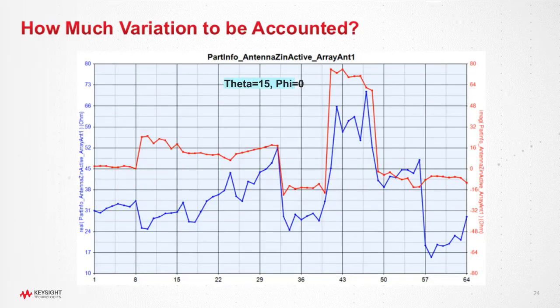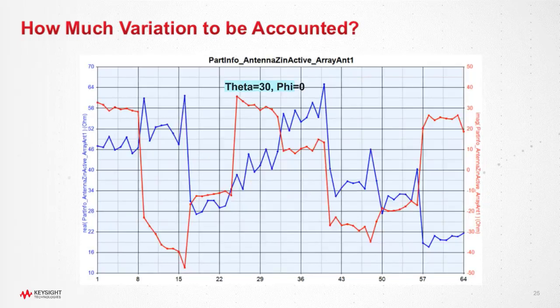In this graph, we are looking at the real and imaginary impedances of each element for an elevation angle of 15 degrees. As we can see, this is quite different from the previous 0 degrees elevation angle. We change the angle to 30 degrees elevation, and again we can see that the impedance profile changed quite significantly. So we have seen at 3 different angles the impedance changing quite significantly.